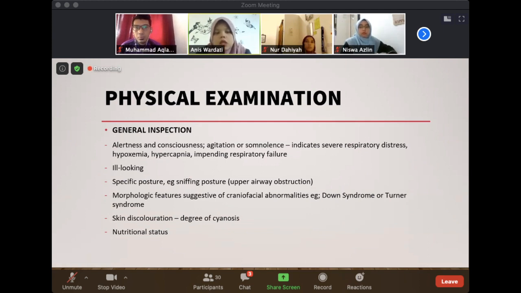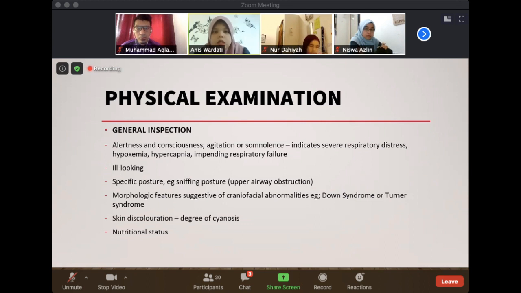If the patient is looking suggestive of infection, for example, in epiglottitis, usually the patient is very sick looking. And there is a specific posture, as the patient is in sniffing posture, which I will show later. Does the patient have a morphologic feature suggestive of Down syndrome or Turner syndrome? You can also look for the degree of cyanosis as well as the nutrition status of the patient, because, for example, in congestive heart failure or chronic asthma, the patient can have poor nutrition.